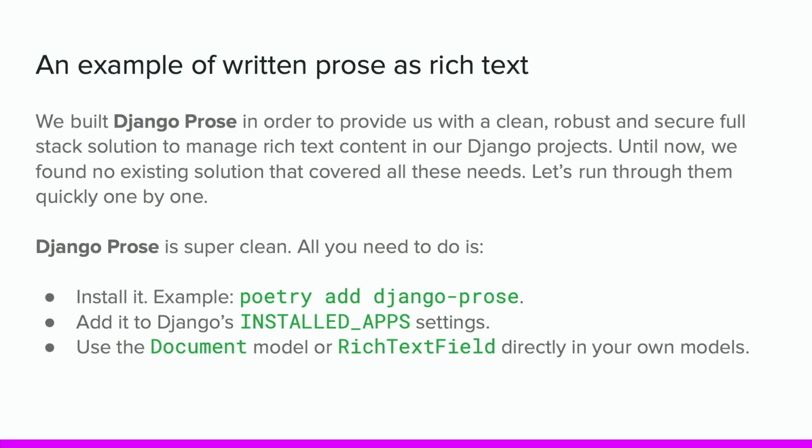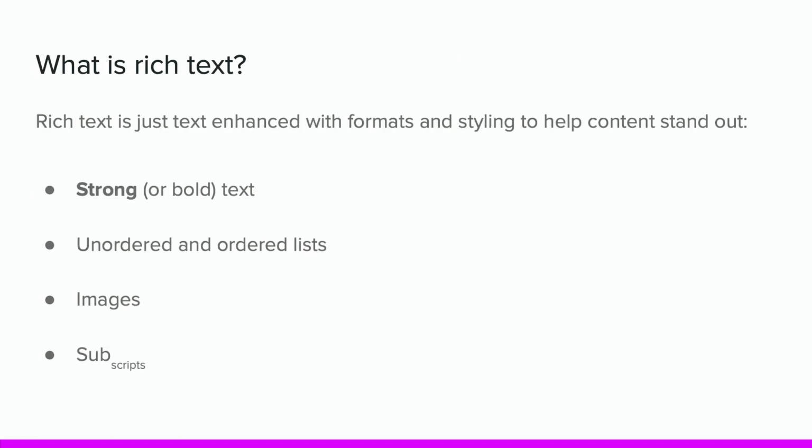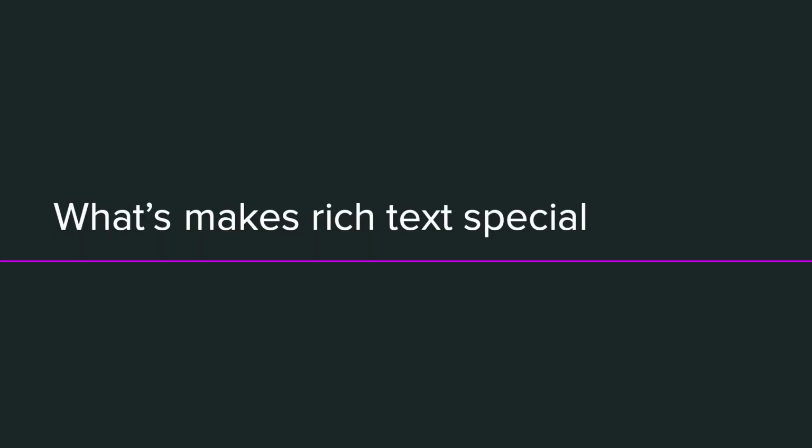As we can see here, we have some bold lines. It's the same text as it was before, but it looks a bit different. We have some words that are bold, we have some inline code. So this is what we call rich text. Rich text is just text which is enhanced with some formats and styling to help it stand out. So we can have strong letters or bold, lists, tables, images, subscripts, whatever. All that stuff that makes it look more interesting while it has the same content.